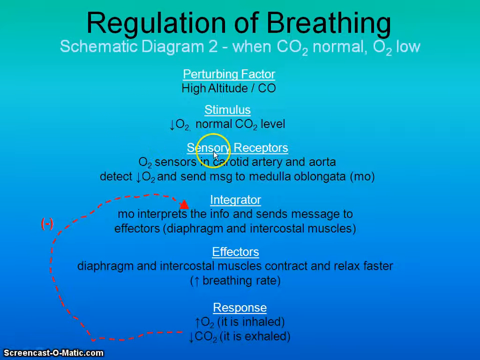In this case, the sensory receptors that kick in are the O2 sensors that are found in your carotid artery and your aorta. So since they're not in the brain, they have to detect the decrease in oxygen and send a message to the medulla oblongata. The medulla oblongata, the integrator, will interpret the information and send a message to the effectors. So this part's the same. It sends a message to them, says, hey, we need to increase the oxygen level, so we need you to breathe faster, so contract and relax faster.